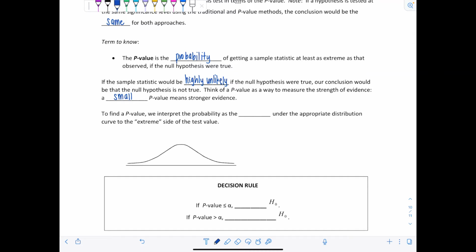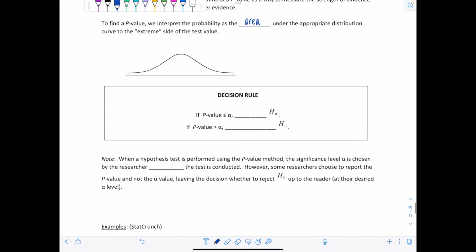So to find a p-value, again, we always interpret the probability as the area under the appropriate distribution curve to the extreme side of the test value. So in this case, if we're going to do a z-test, it's under the z-curve. If it's left-tailed, it's to the left of the test value. If it's right-tailed, to the right, or two-tailed, it's going to be the area in each of the tails together. And here's the basic decision rule for all hypothesis tests done using the p-value method. If the p-value is less than or equal to alpha, remember small p-value, strong evidence, then you reject the null. If the p-value is greater than alpha, then you fail to reject the null.